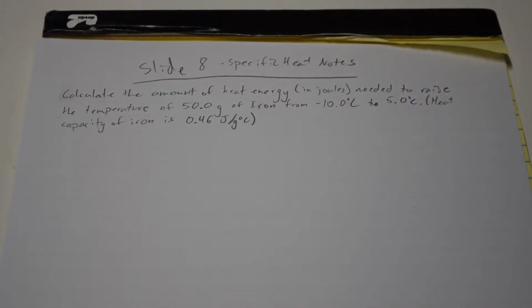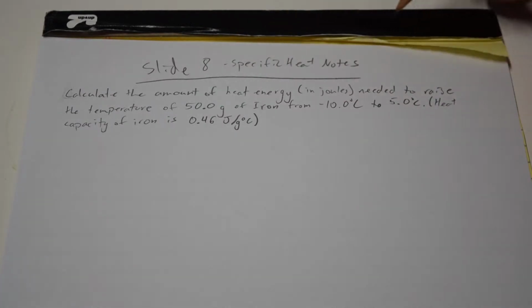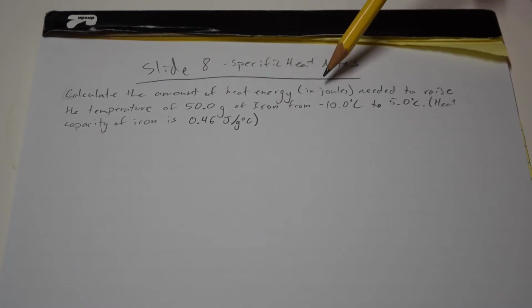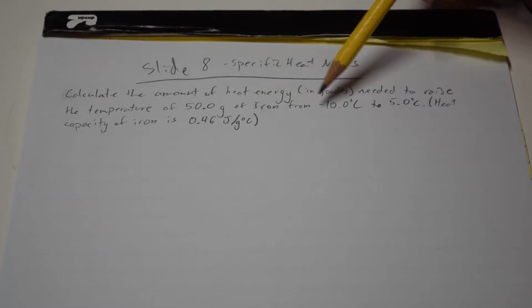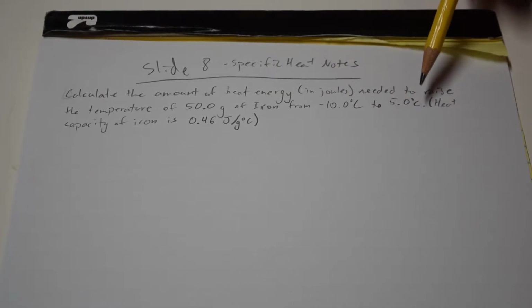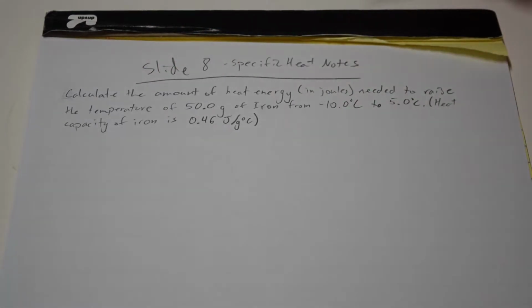So, we're doing specific heat, which is the equation Q equals mc delta T. I'm going to show you one problem, slide 8, from the specific heat notes. It says to calculate the amount of heat energy in joules needed to raise the temperature of 50 grams of iron from negative 10 degrees Celsius to 5 degrees Celsius. And the heat capacity of iron is 0.46 joules per gram degree Celsius.